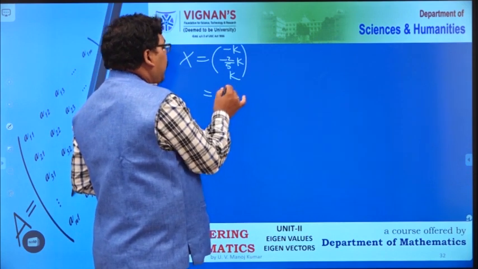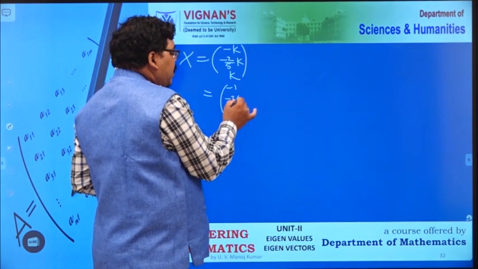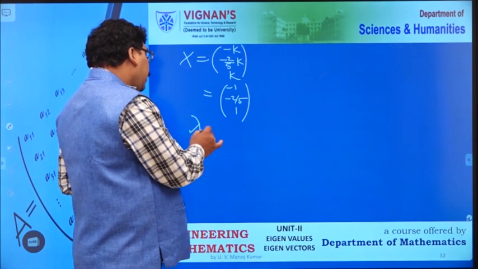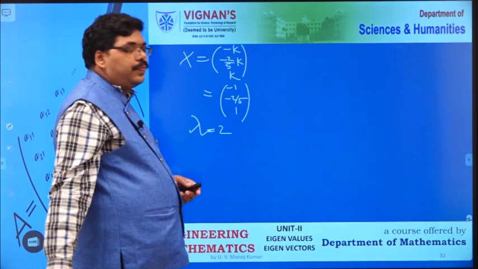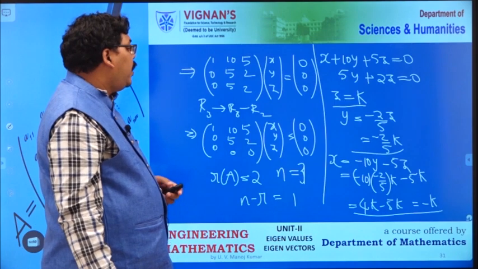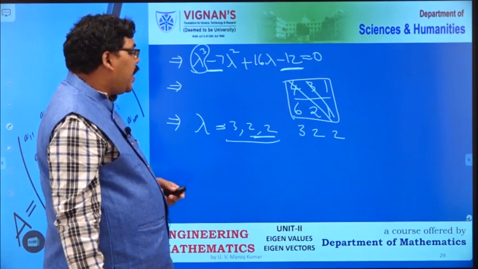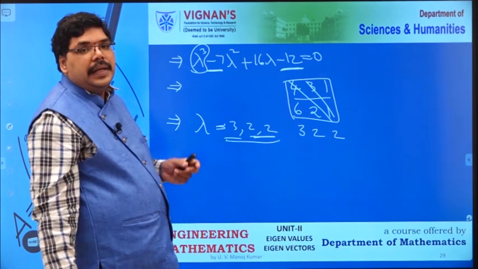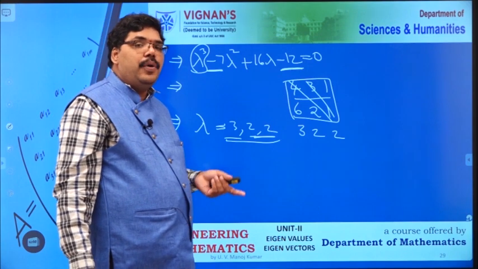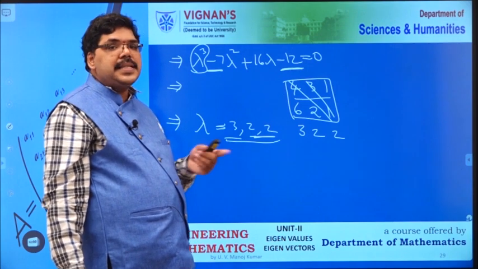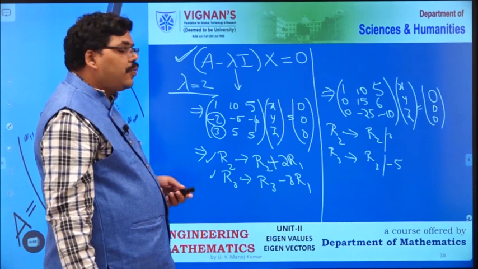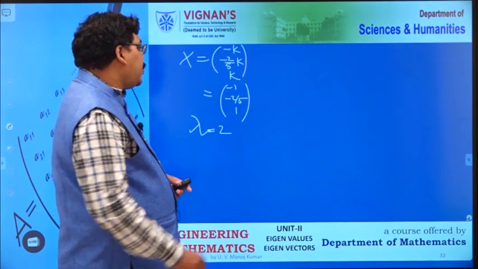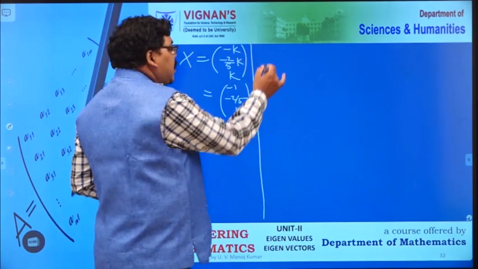So you can take k common, so minus 1, minus 2 by 5, 1 is the eigenvector corresponding to lambda equals to 2. Similarly, we have to find the eigenvector corresponding to lambda equals to 3. What are the eigenvalues we got here? 3, 2, 2. 3 is one of the eigenvalues and 2 repeated twice is the second eigenvalue. For lambda equals to 2, so far we calculated the eigenvector, and now we have to calculate for lambda equals to 3.